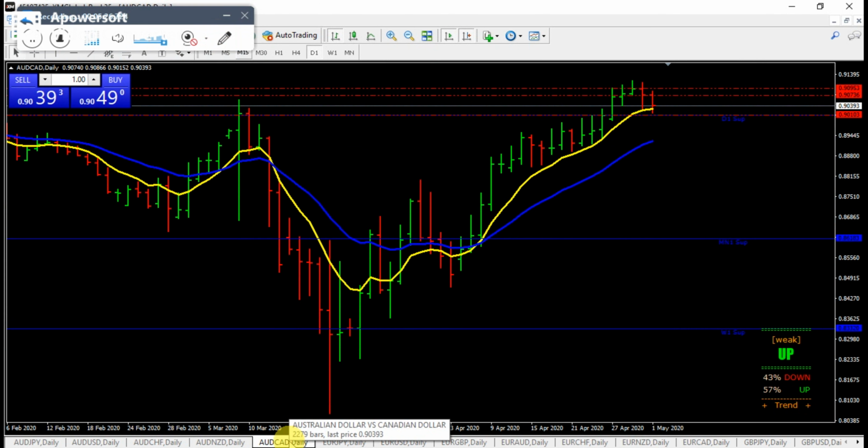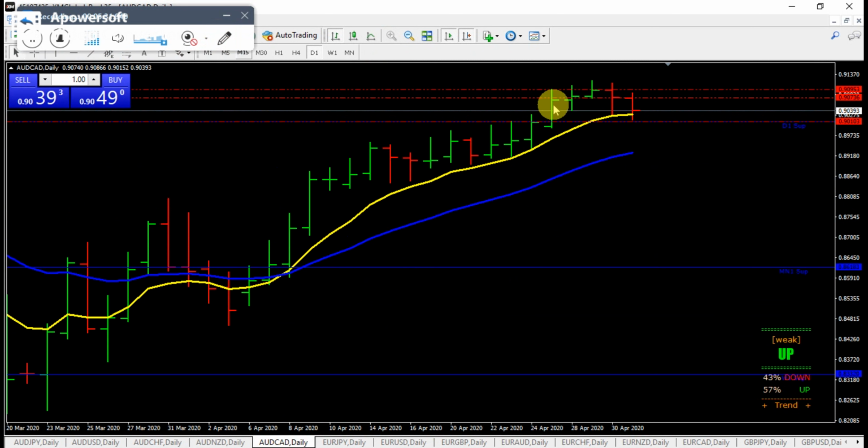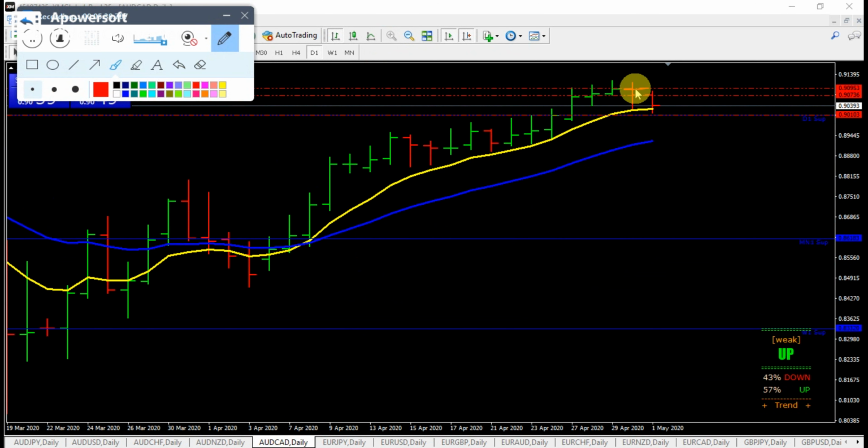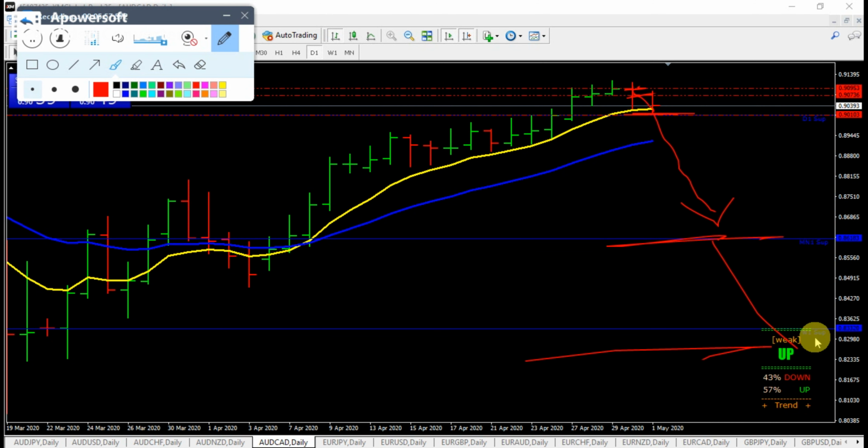Same with the CAD pairs, as you can see, let me zoom in. AUD CAD has touched our resistance level. One of these resistances, one of these resistances. When it's touched, it will start falling. So whenever it breaks this support level, what I'm expecting from AUD CAD is to go down to this level or maybe this level. I'm expecting it to go down, and it will go down a lot.